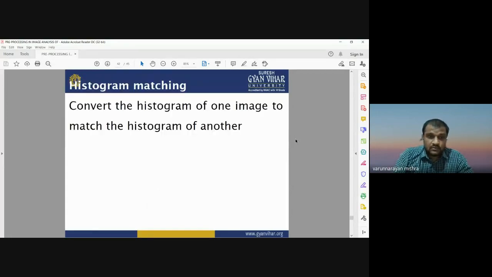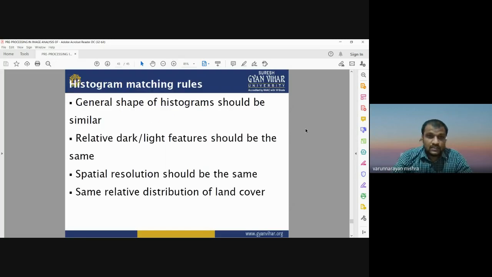Histogram matching is also an image enhancement technique in which we convert the histogram of one image to match the histogram of another image. That's known as histogram matching. In that, we match the histograms of both images to compare the change in the values of the histogram. Histogram matching can be done on the basis of these rules.